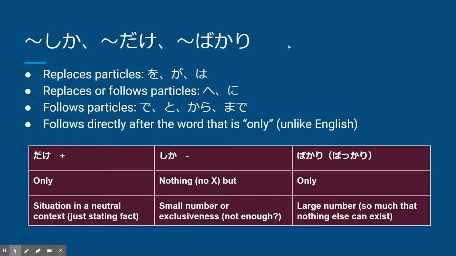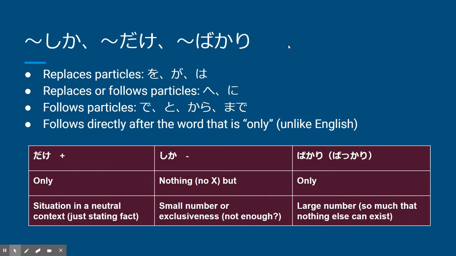I only like apples and I will only eat apples. 私はリンゴだけ食べます。Instead of saying 私はリンゴを食べます, I'm replacing the を with だけ。私はリンゴだけ食べます。I can also replace or follow a particle. So I can say 私はディズニーランドだけに行きます, or I can say 私はディズニーランドだけ行きます.